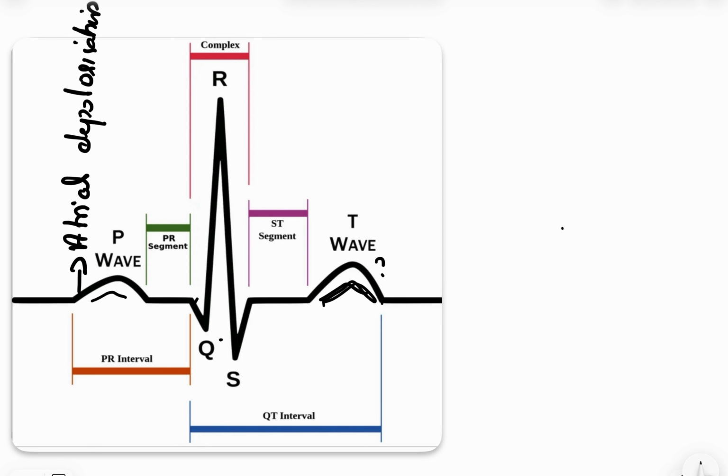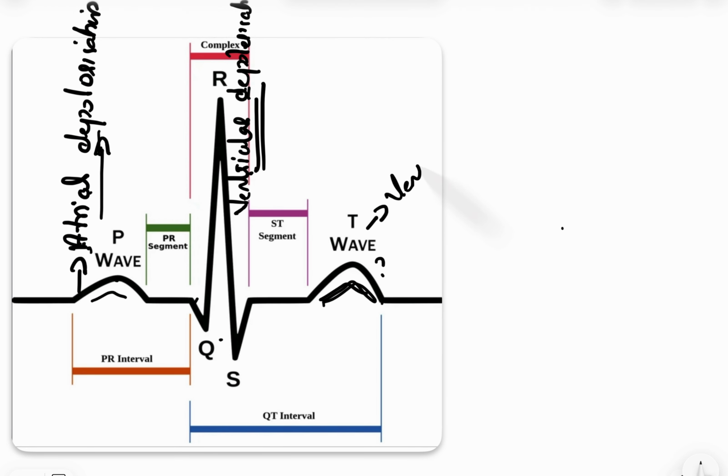So the P wave is atrial depolarization, and the QRS is ventricular depolarization. Remember: the first one is atrial depolarization, then ventricular depolarization, and the T wave is ventricular repolarization.